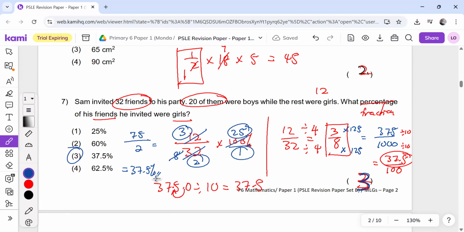So there are two ways to get your percentage. You can either make the denominator 100 or you times 100%. Okay, two ways to get percentage.